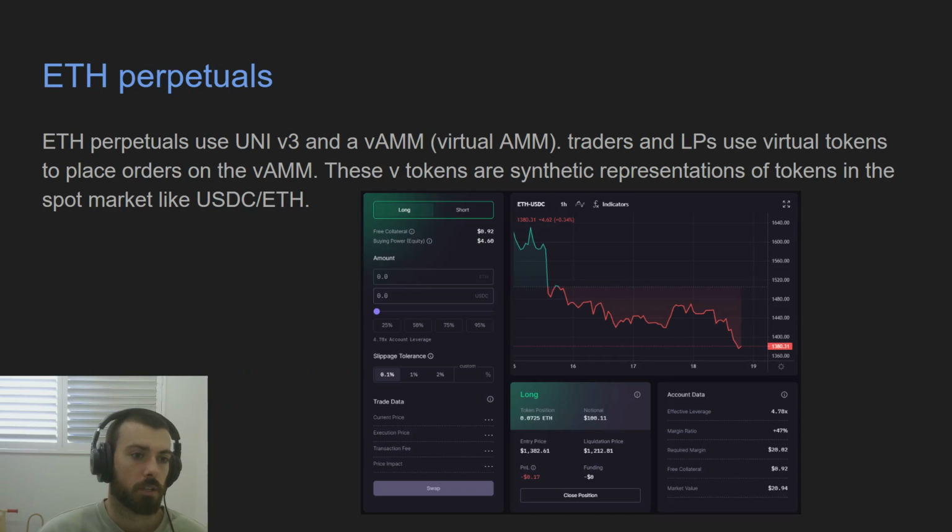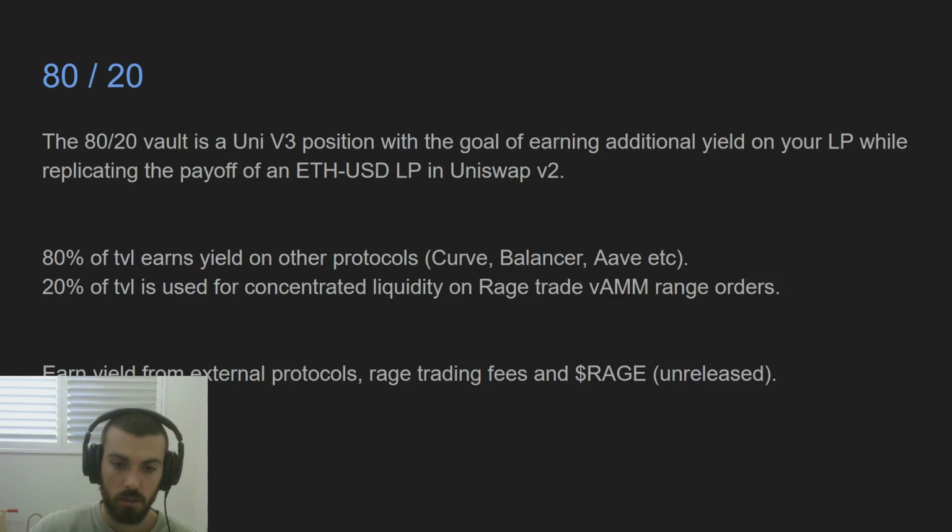So this is the perpetual. It's a Uni V3 virtual automated market maker. So traders and LPs use virtual tokens to place orders on a virtual automated market maker. They're the synthetic representations of actual tokens in the spot market, like ETH or USDC. And this is just a little screen grab of what a trade actually looks like in their window. So it's pretty straightforward. Everything's there that you need.